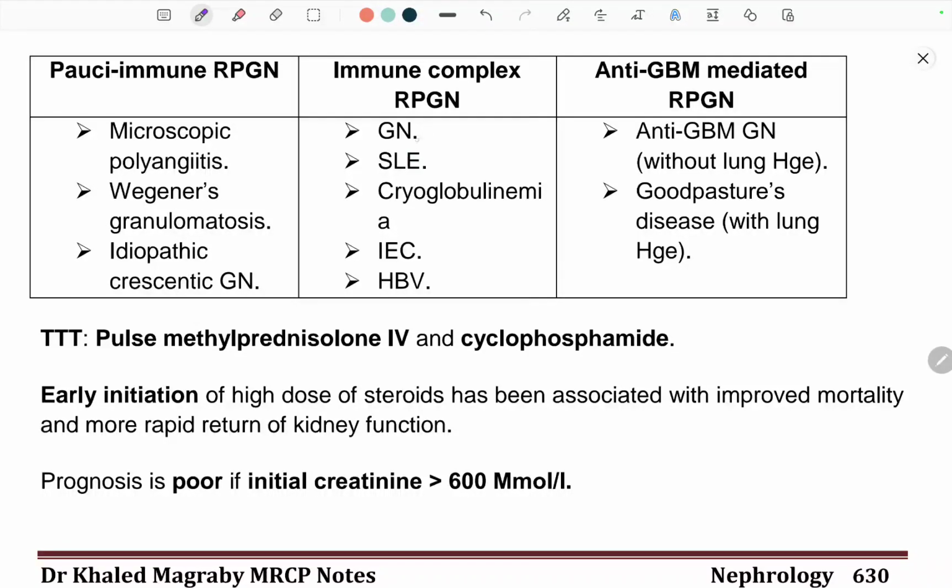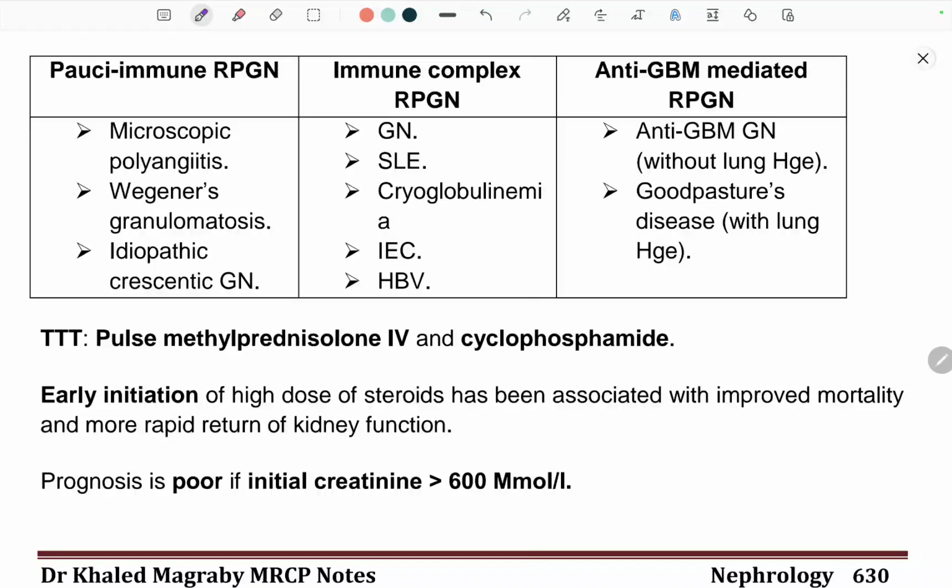Immune complex glomerulonephritis includes SLE, cryoglobulinemia, IgA, and HBV. Anti-GBM mediated includes anti-GBM glomerulonephritis without lung hemorrhage, and Goodpasture disease with lung hemorrhage. So: pauci-immune, immune complex, anti-GBM.